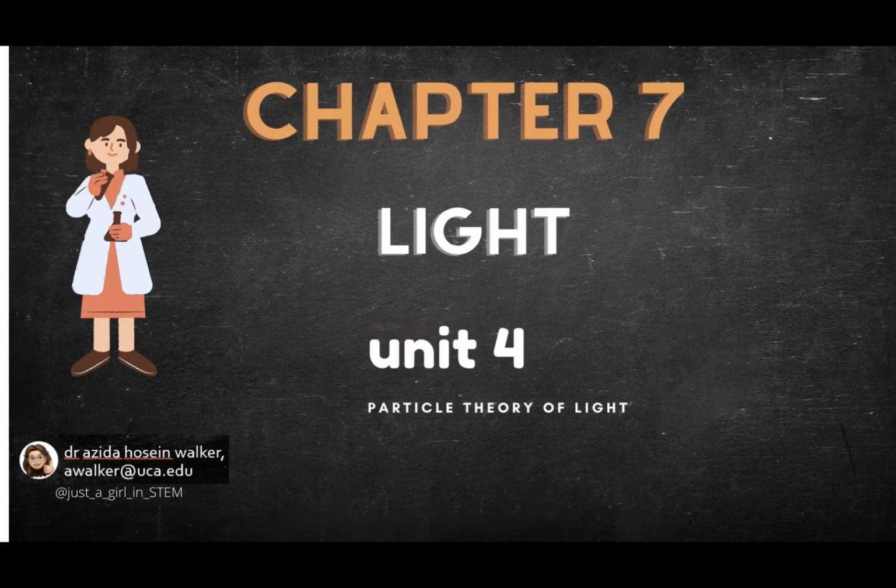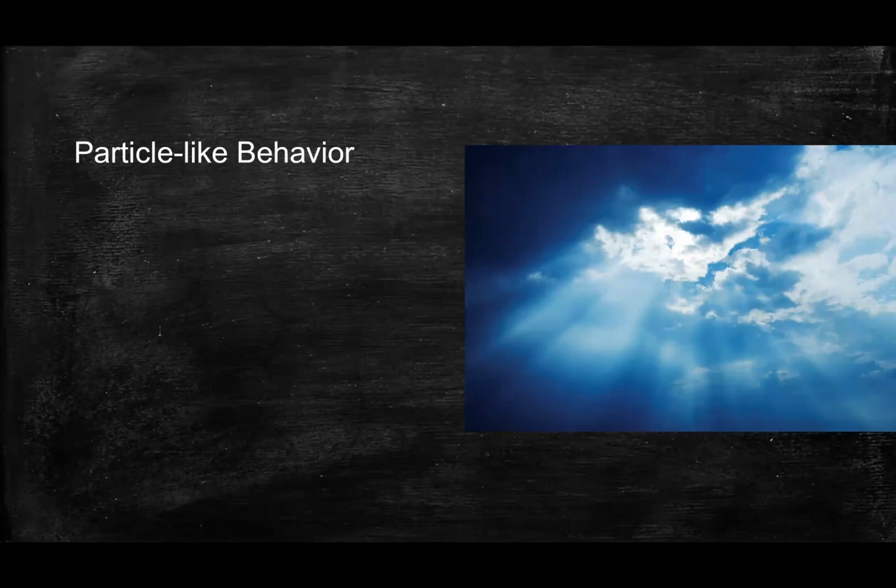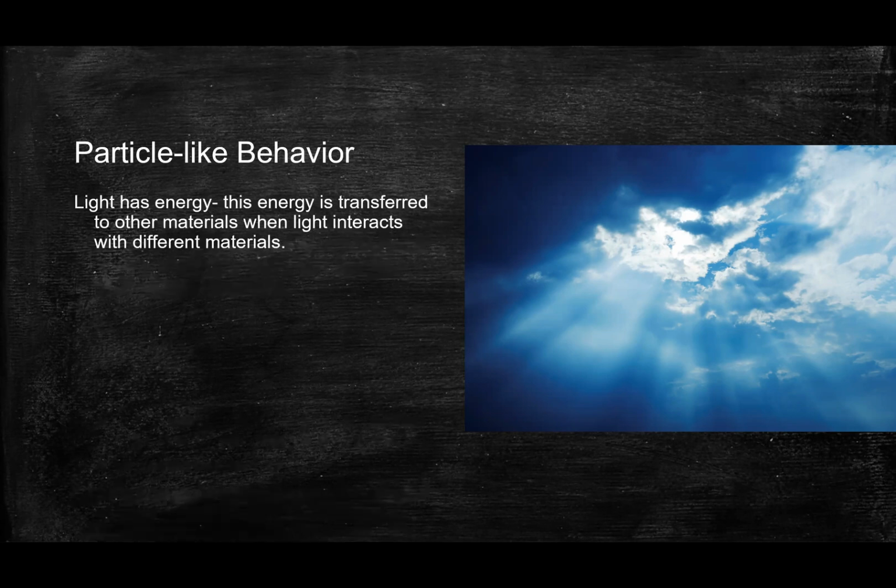Well, welcome to Chapter 7, Light. This is Unit 4, and here we'll talk about the particle theory of light. So, we've talked about the wave characteristics of light, and we looked at certain experiments that demonstrated that light, as we know it, and other electromagnetic waves have wave-like properties. So, where does the particle-like behavior come in?